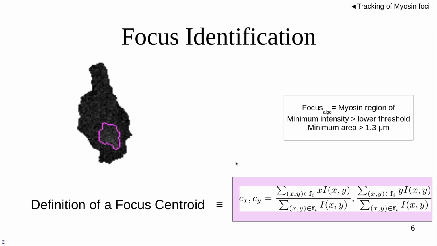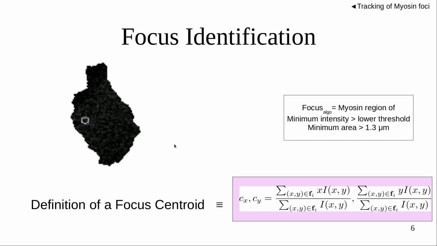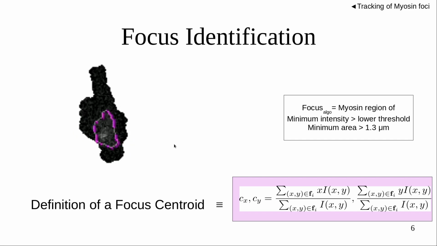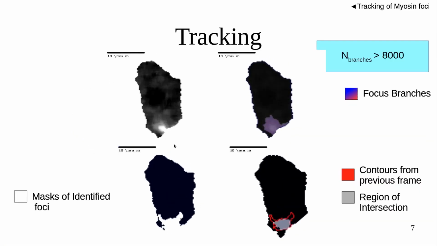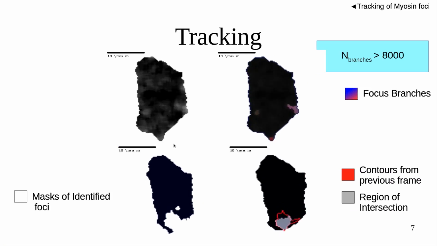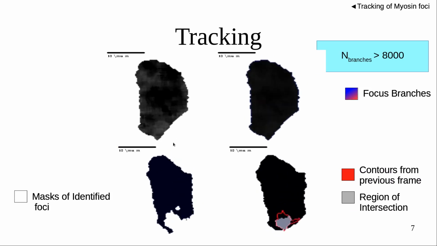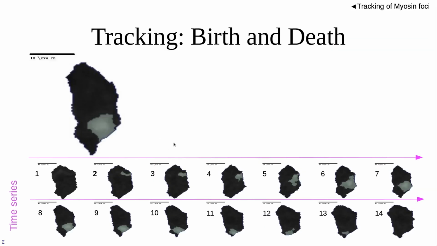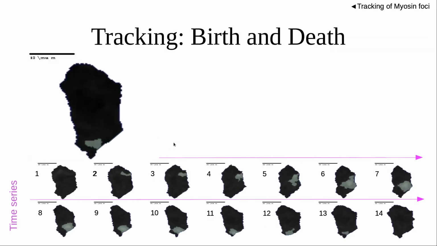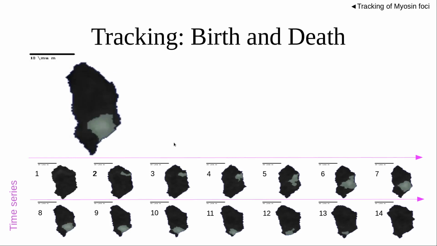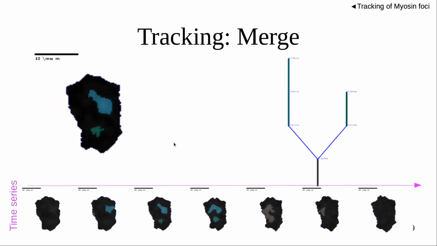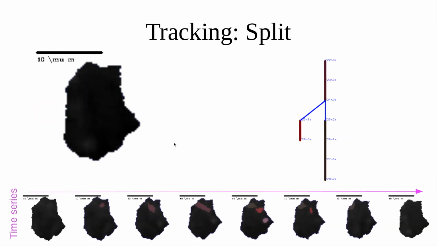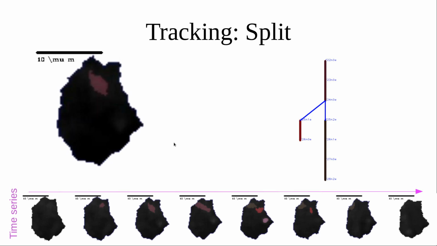These foci can be identified and tracked using our very own homemade algorithm. And this leads us to observe a wide variety of focus behavior, such as focus birth and death, merging, and surprisingly, the splitting of foci.